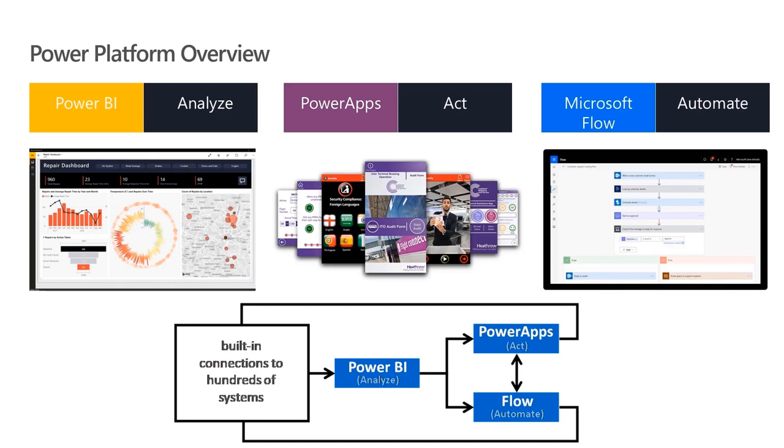We've mentioned that there's Power BI. Power BI is focused on the analyze. Power Apps is focused on the act. So in other words, taking action based on some of the data that's presented to you. And Flow is really all about automating.